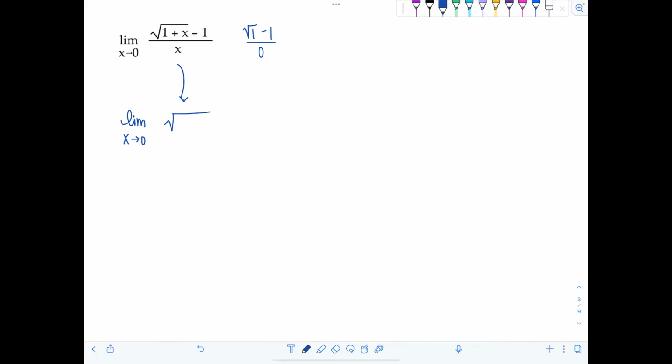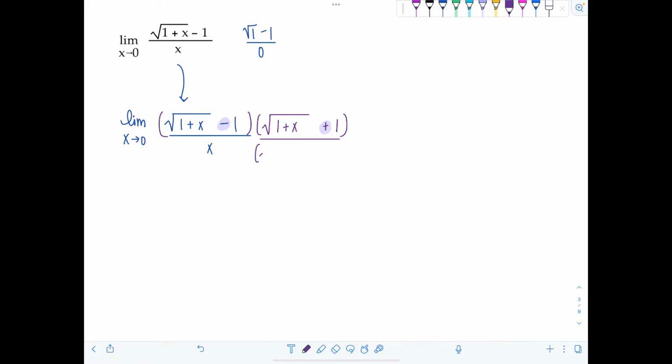Why am I thinking to do that? Because I see a radical, and a lot of the times when there's a radical involved in the limit, it's a good idea to try multiplying by the conjugate. So I'm going to multiply by rad 1 plus x plus 1. When you're figuring out what the conjugate is, you change the sign right there between the two terms. Don't touch what's underneath the radical. Leave that alone, please. Okay, promise?